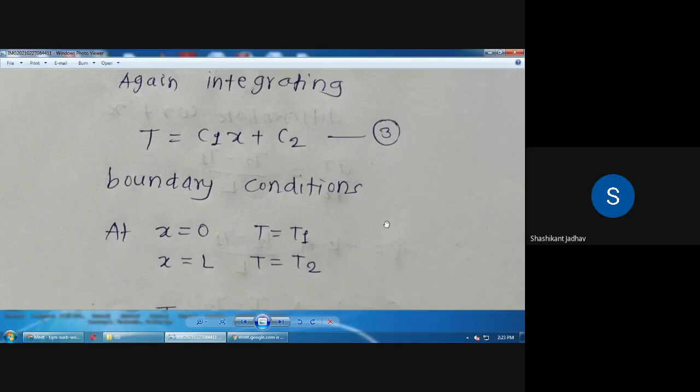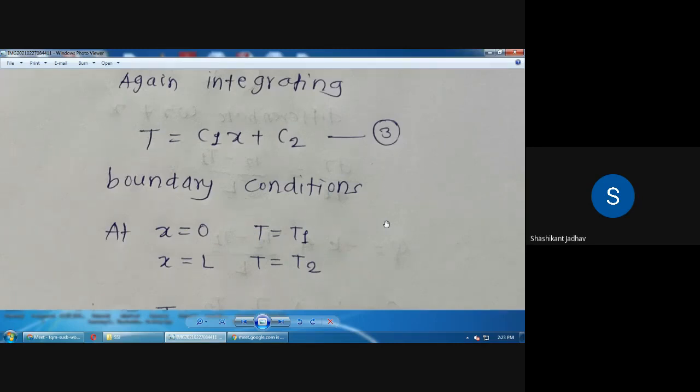Put those boundary conditions in. Put the first boundary condition, x is equal to 0, then T is equal to T1. Then what do we get as the value of C2? So C2 is equal to what? Anyone? C2 is equal to what? Are the others not writing anything? What about others?